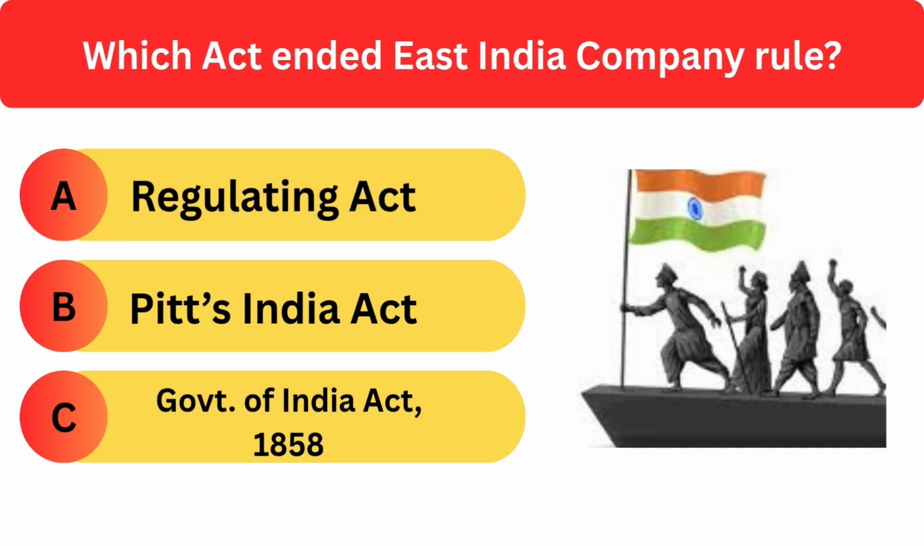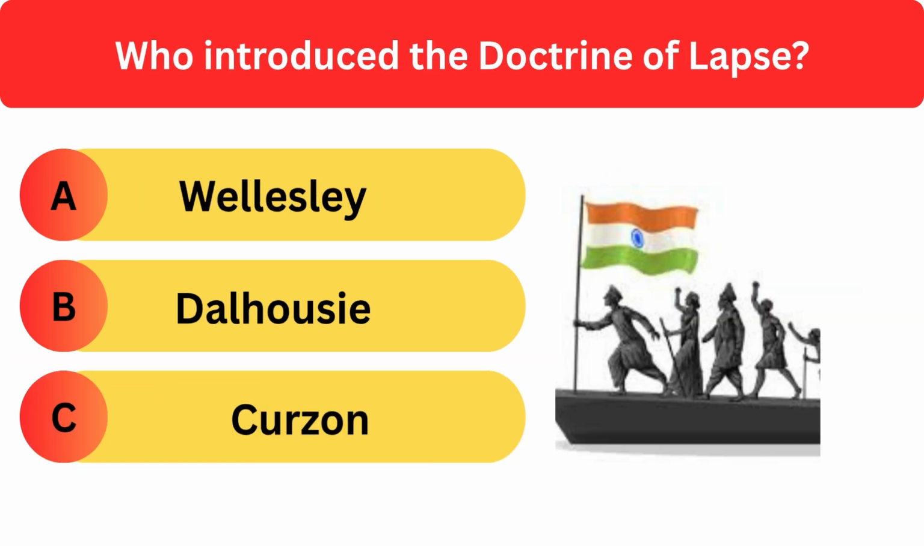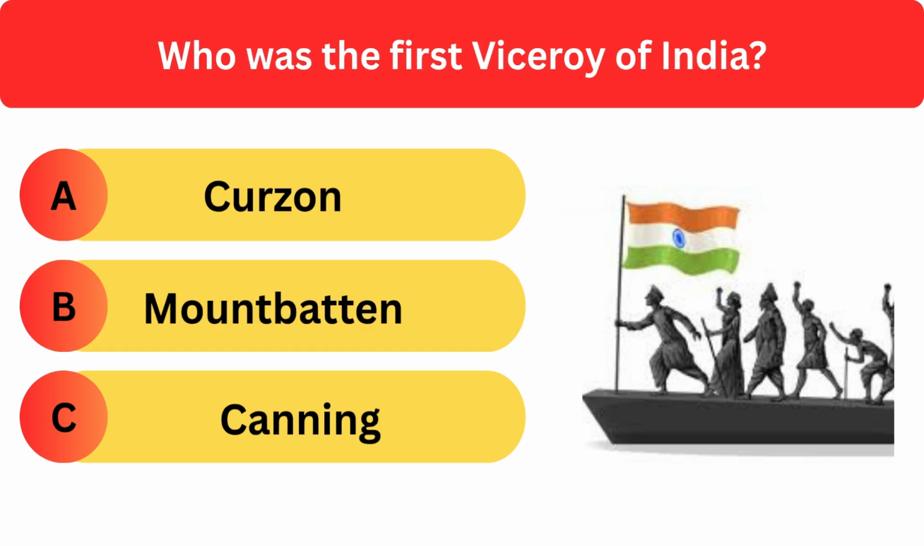Which act ended East India Company rule? Regulating Act, Pitt's India Act, Government of India Act, 1858. Correct answer is Government of India Act, 1858. Who introduced the doctrine of lapse? Wellesley, Dalhousie, Curzon. Correct answer is Lord Dalhousie. Who was the first Viceroy of India? Curzon, Mountbatten, Canning. Correct answer is Lord Canning.